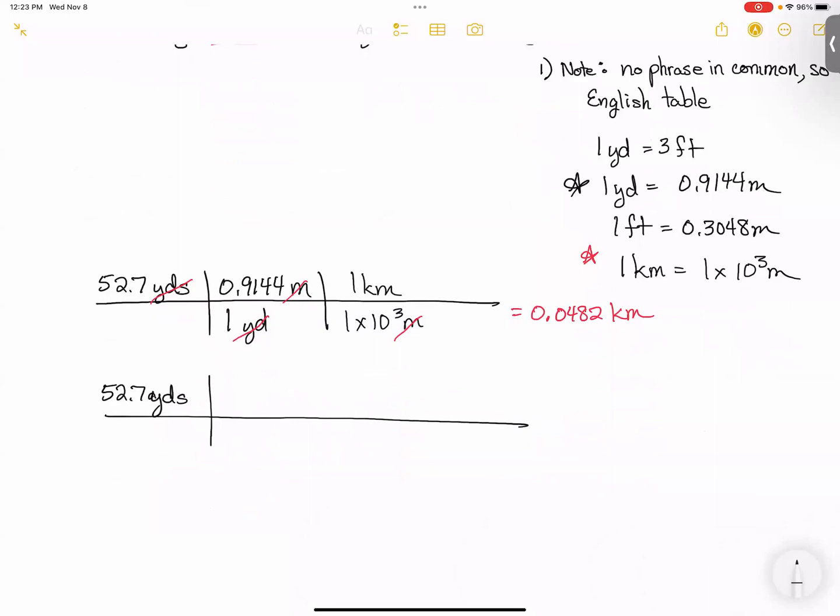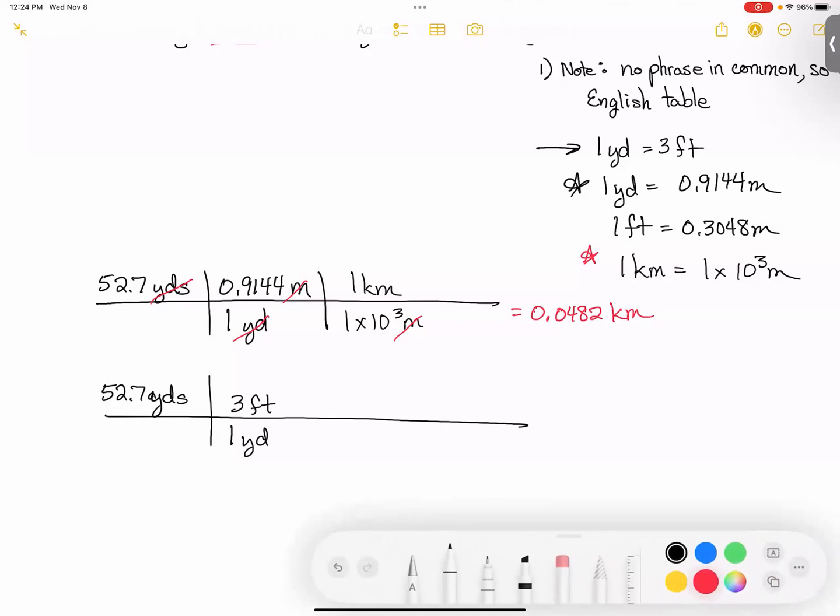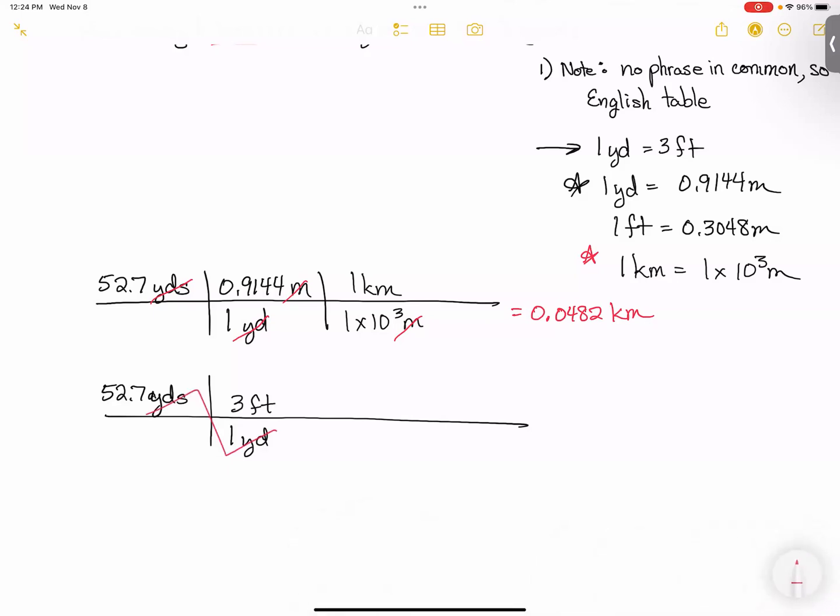Well, this time, instead of choosing the second one, I'm going to choose this first one. 1 yard is 3 feet. And you will see that the yards go away, and then you're left with feet. And you're going, okay, that's not the metric system either, feet to kilometers. So I'm going to go find another one.